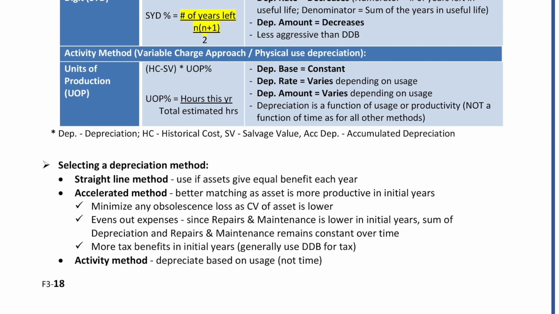Now the third bullet on this page, where we are selecting a depreciation method, highlight straight line method, use if assets give equal benefit each year. For accelerated method, highlight better matching as asset is more productive in initial years. Highlight minimize any obsolescence loss, evens out expenses, and also highlight more tax benefits in initial years. Highlight activity method, and that is highlight depreciate based on usage, not time.